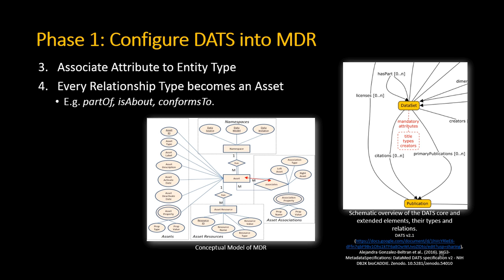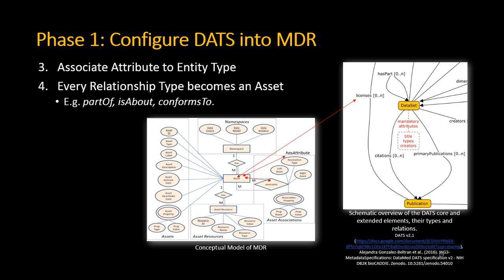The third step is to associate your attributes to the entity type. So for example, in your case, in the DATS model, it would be dataset has attribute. Dataset would have attribute title, for example. The title, types, and creators are attributes of dataset. Of course, we would do that for all of the attributes, not just the mandatory attributes. And the has attribute itself is actually an asset as well.